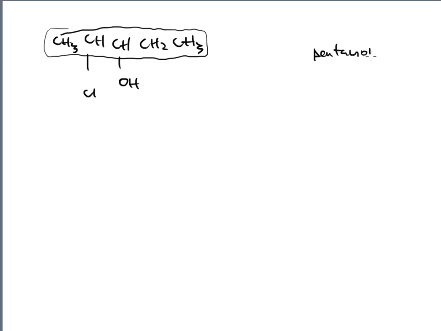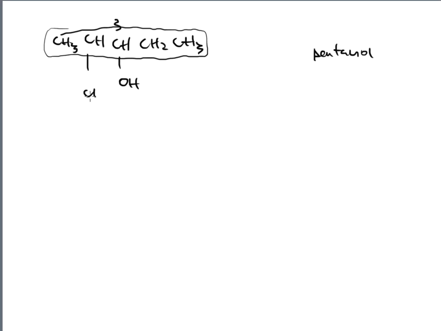I drop the E, I add the letters OL for pentanol. All right, well, where do I go? 1, 2, 3 over from the left, or 1, 2, 3 over from the right. No matter which way I number, the OH group is going to get the lowest number, either from the left or from the right. So it's going to be a 3 no matter what.